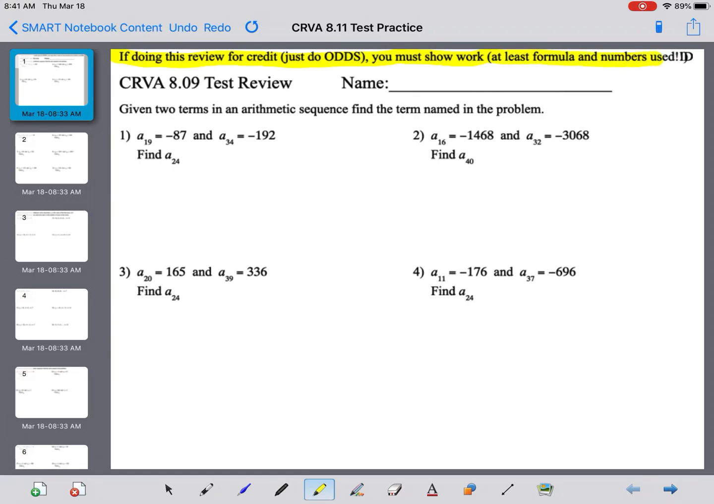You have to show the work, being at least the formula that you used with the numbers you used in there. And as you'll see, like for number 1, we actually have to do a couple of formulas. So you have to show work if you want credit.